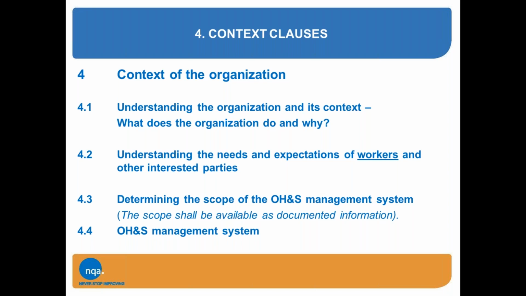So workers are the core consideration within this management system, but there will be other interested parties such as business owners, stakeholders, neighbours, contractors, suppliers, enforcement agencies, a whole range of other bodies that will have an interest and a need from that organisation. And when you understand what the organisation is and what it does and why it does it and where it wants to go, and the needs and expectations of the workers and at least the worker groups and all the various interested parties, then it can determine the scope of its management system. The scope needs to be documented.